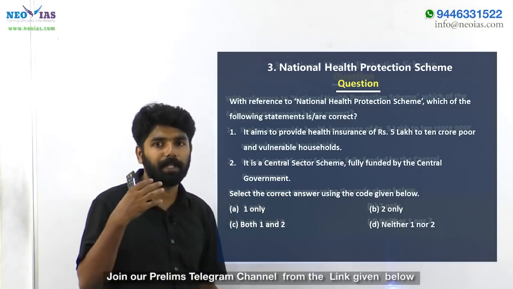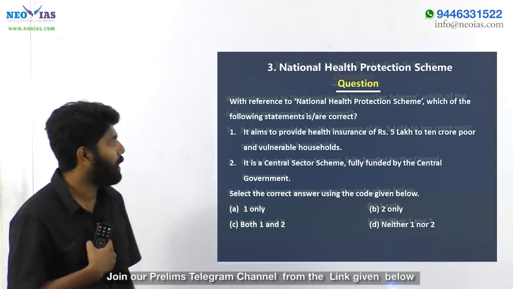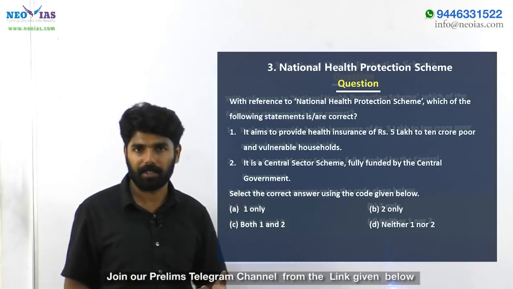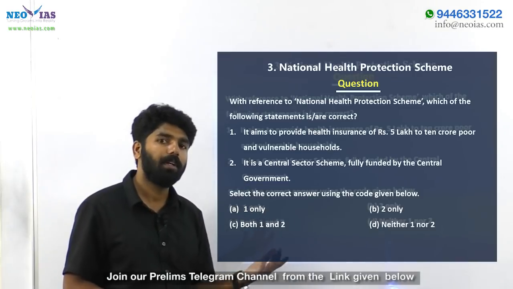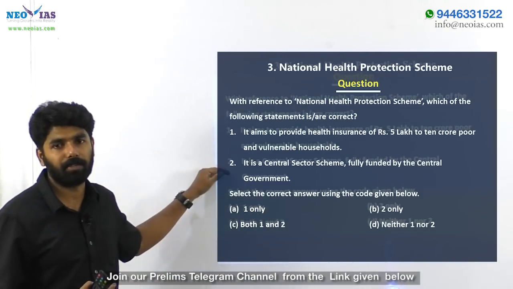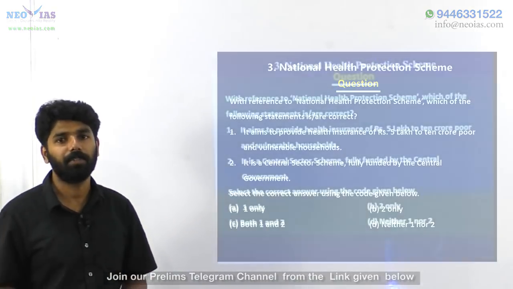Sometimes we can also expect in prelims a statement which says, instead of centrally sponsored, central sector scheme, wrongly given. So this is another model we can expect in prelims. So the second statement is wrong. So the answer is option A, that is 1 only.